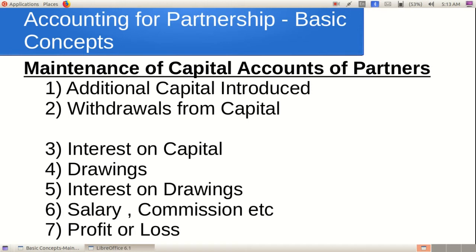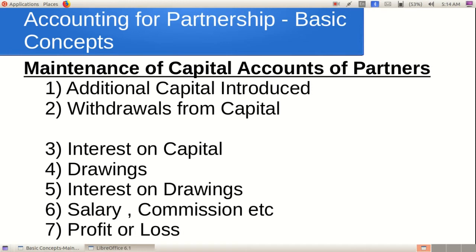The first transaction or item is additional capital introduced. Whenever a partner introduces additional capital, the partner's capital account will automatically increase. If the partner invested 5 lakh in the business, that will be his capital. Later, if he introduces additional capital of 1 lakh, his capital will increase to 6 lakh. That's normal, right? So introduction of additional capital will increase the capital account. This is the first transaction that affects a capital account.